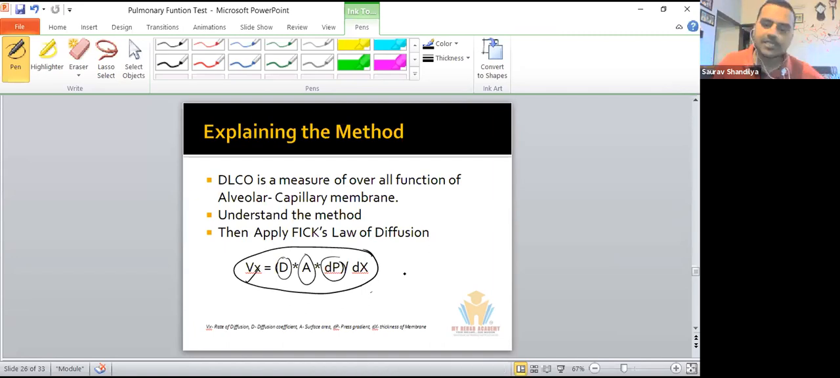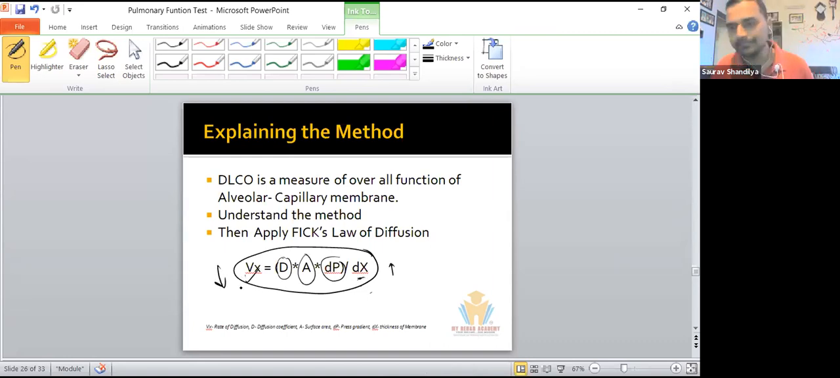So suppose one patient has ILD, interstitial lung disease. In that case, what happens? The alveoli has a thicker membrane, right? In that case, the diffusion will be very less. So DX, that means the thickness of the membrane. If this increases, that means the rate of diffusion will decrease.